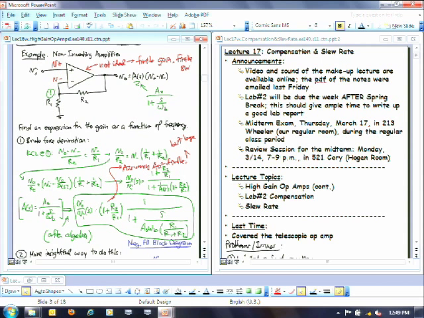Yeah, I wasn't there, so I don't know what he's saying. But all right, this A is given by some finite gain, 1 plus S over omega B. And we end up with this expression here.